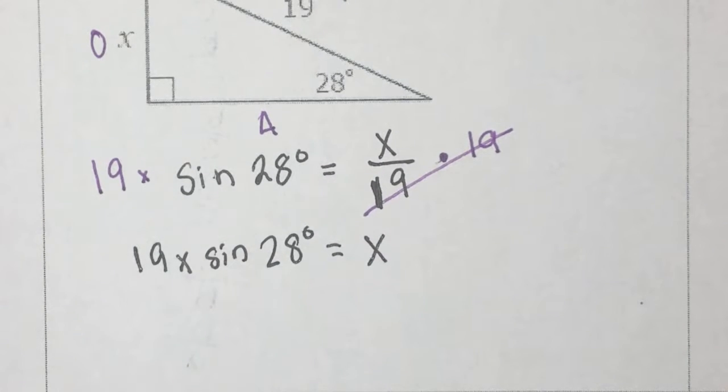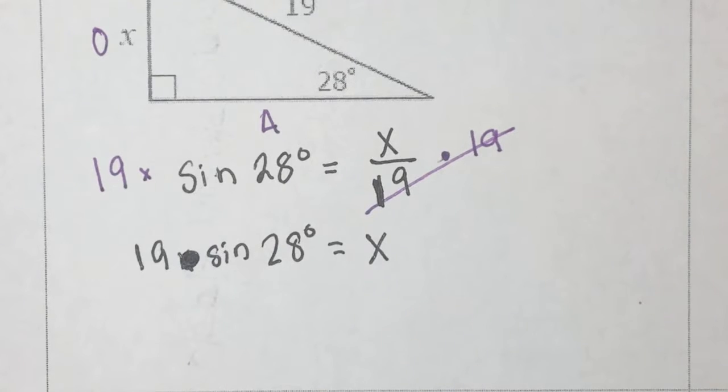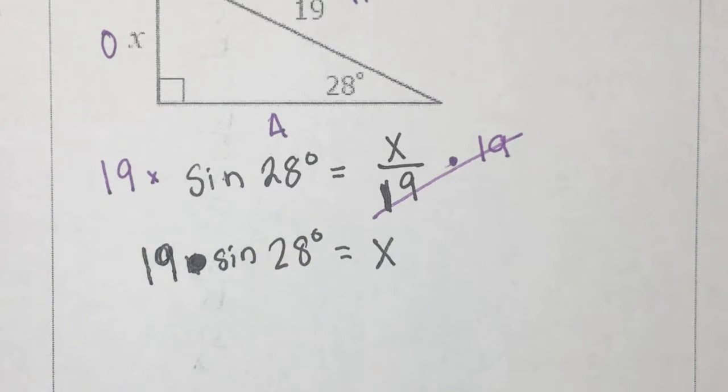Once I get to the point where I got X by itself, maybe I shouldn't put that there. I should put a dot. I don't want y'all to mix that up with the variable X. Maybe put a dot for your multiplication. So 19 times sine 28 degrees equals X. That's good. Now when I got it to that point, I'm ready to put it in the calculator.